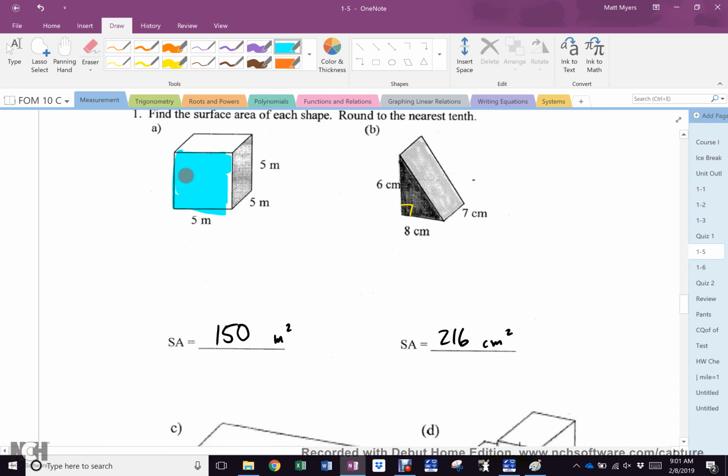Oh no, I'm on the wrong page. Sorry, we're on page 30. B. What is that shape? How many of them are there?